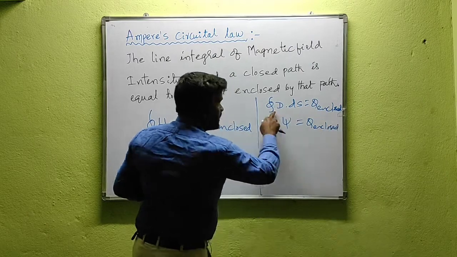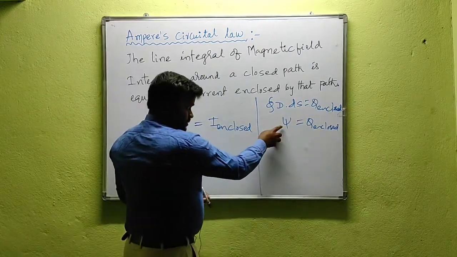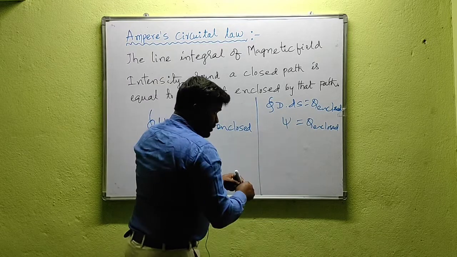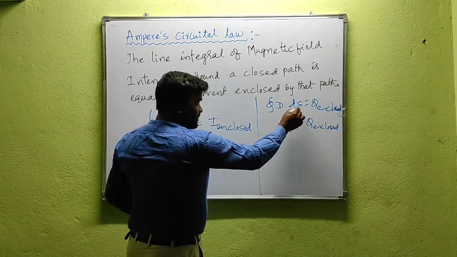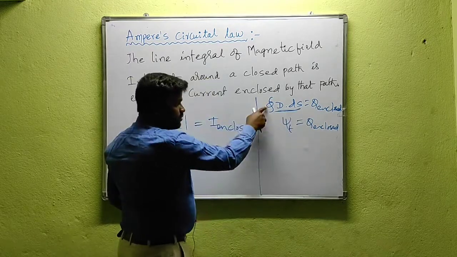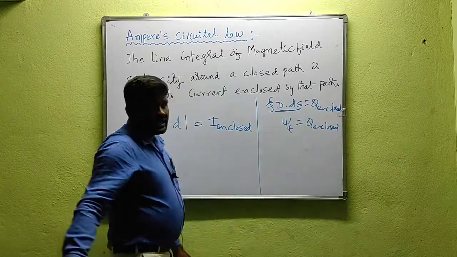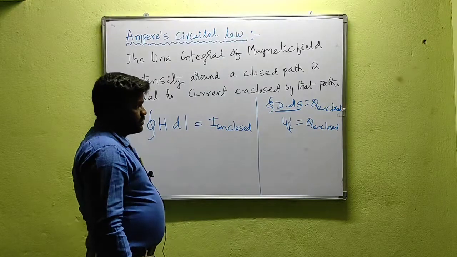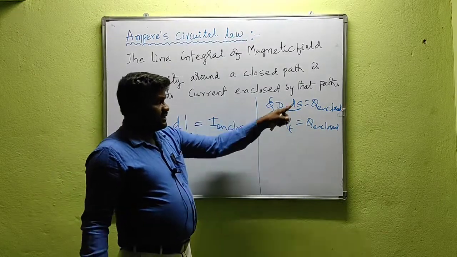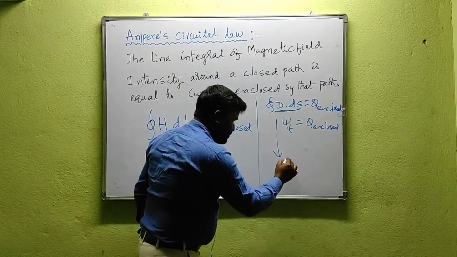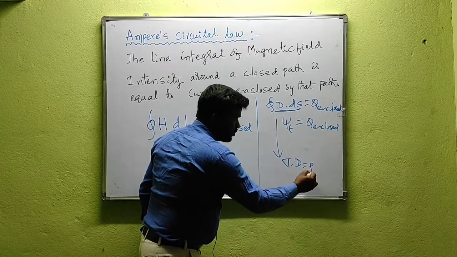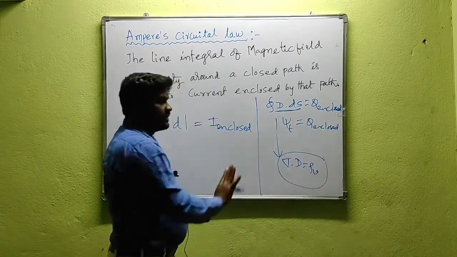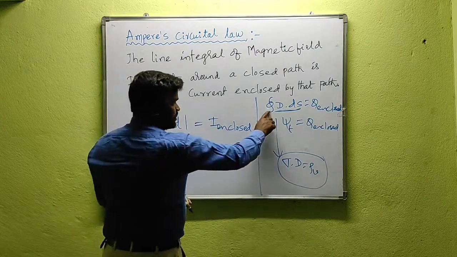This one is nothing but the total electric flux through a closed surface, which is equal to the charge enclosed by that volume. Finally, if you simplify this one, we will get del dot D equal to rho V. Here we will use the divergence theorem to relate the closed surface and volume.